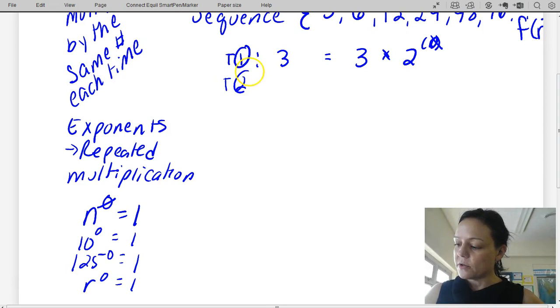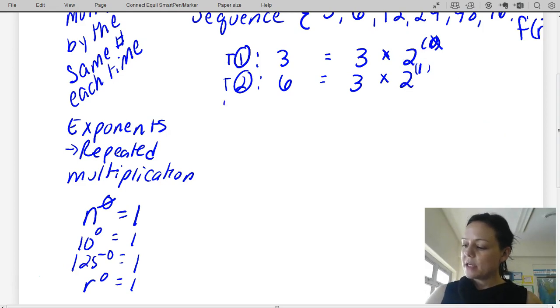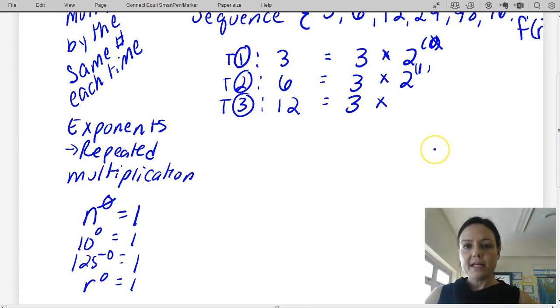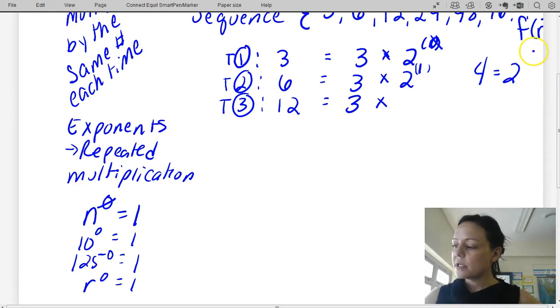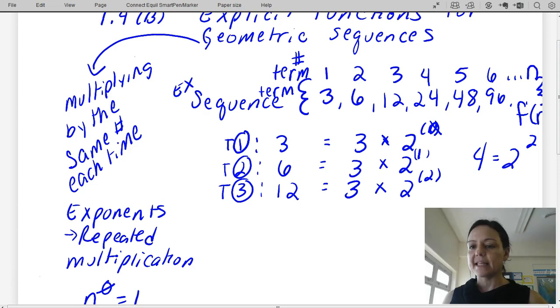So term 2 is 6, and we get that by multiplying 3 times 2 one time, because 3 times 2 is 6. T3 is 12, and we get that by multiplying 3 by what is 12? 3 by 4 is 12. How do I write 4 using base 2? Well, 2 squared is 4. So I'm going to multiply that by 2 squared. Okay, and you guys see the pattern. You can probably just write it like that.